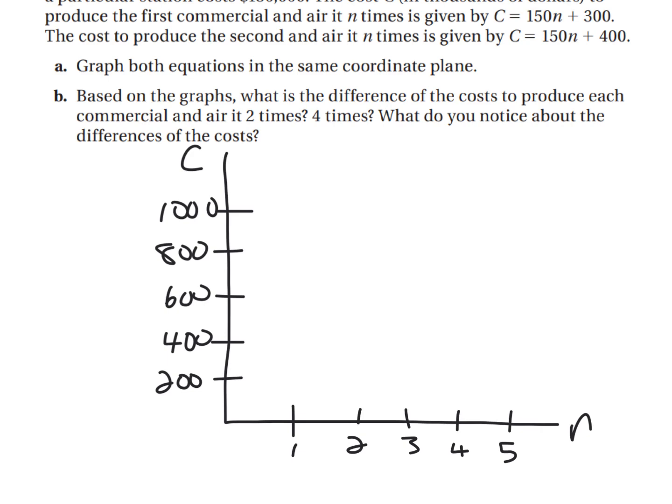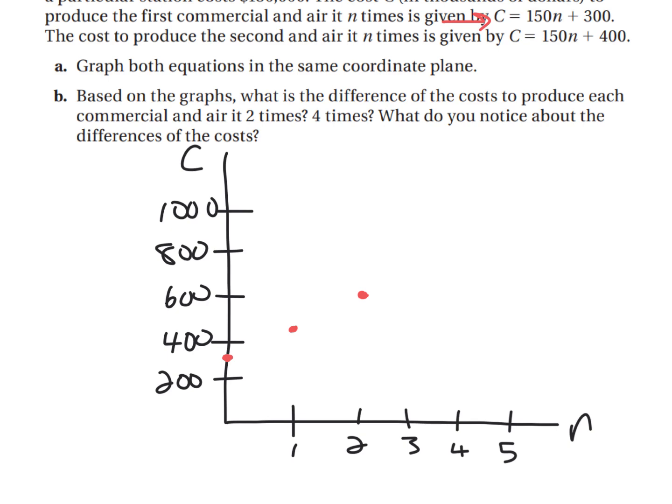Okay, so let's see what that looks like. This first equation right here, 150N plus 300. So we start at 300, that's our y-intercept. So when you graph in slope-intercept form, always start with the y-intercept and now use our slope. 150 is 150 over 1. So I'm going to rise 150 and run 1. So if I go up 150, I'll be at 450 and then over 1. That's 450 about. Then I go up another 150, that's going to be at 600 and over 1.